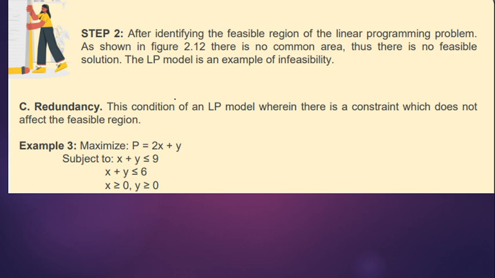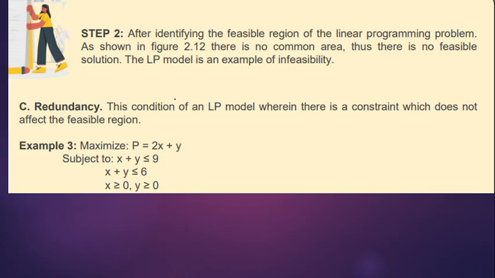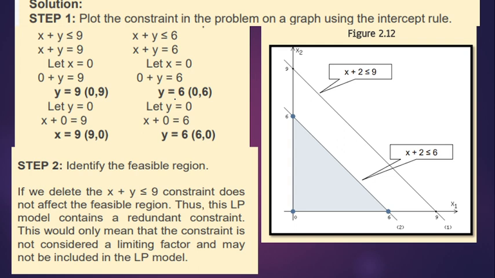In the redundancy LP model, there is a constraint which does not affect the feasible region. So, di daw maapektuhan ang feasible region. So, this is our example of the redundancy. If the two structural constraints are forming parallel lines, that means, di ba, parallel lines, inconsistent yan. There is no solution if the problem are parallel lines. No feasible solution.